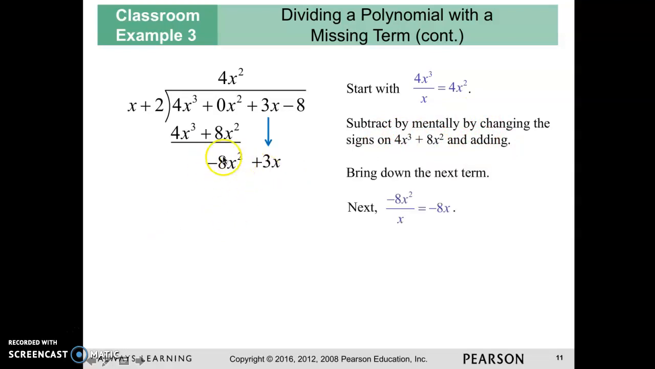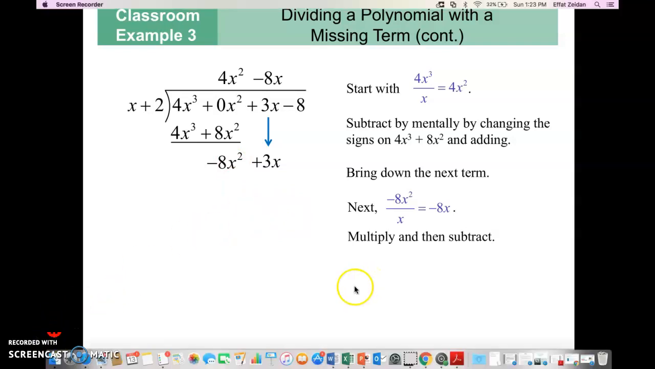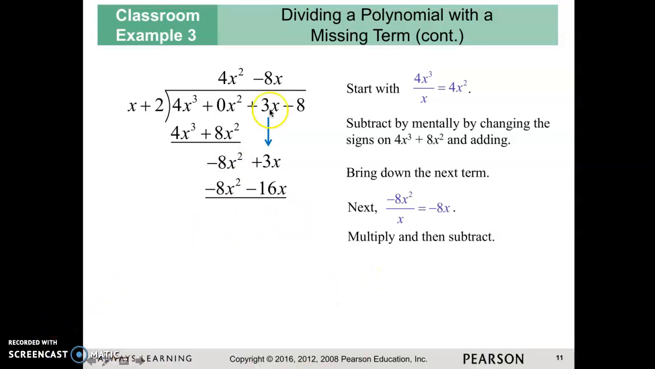Bring down the next term, which is 3x. Then negative 8x squared, divide that by x. As you can see, it's going to be negative 8x. Do the multiplication and then subtract. If we multiply negative 8x by x plus 2, we get negative 8x squared, negative 16x, and then we're going to subtract the 2, or in other words, the way they are telling you to do it here is by just changing the sign and then adding. Either way, this will be 19x.